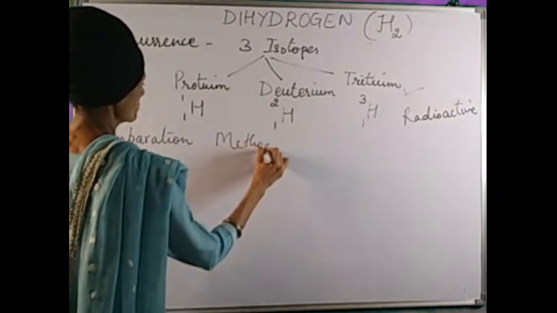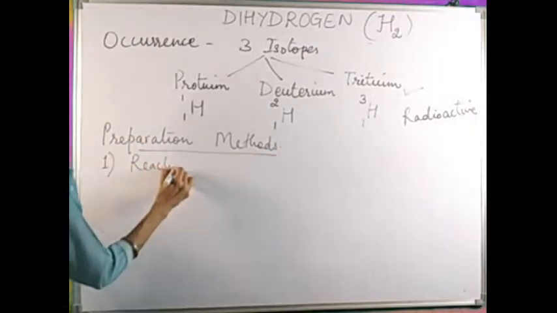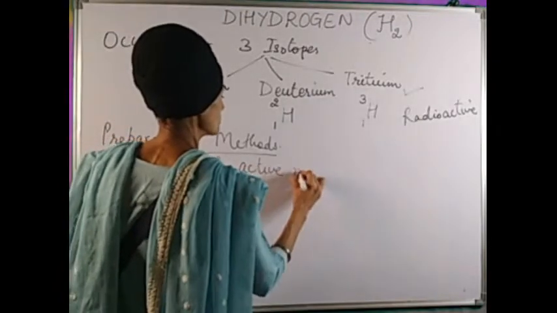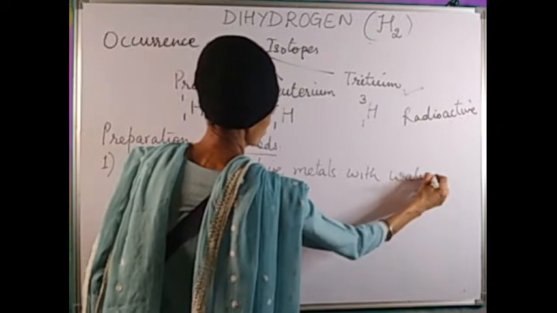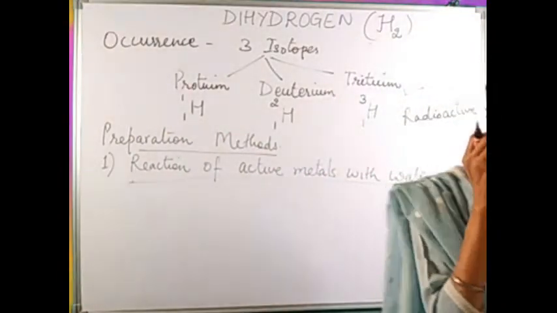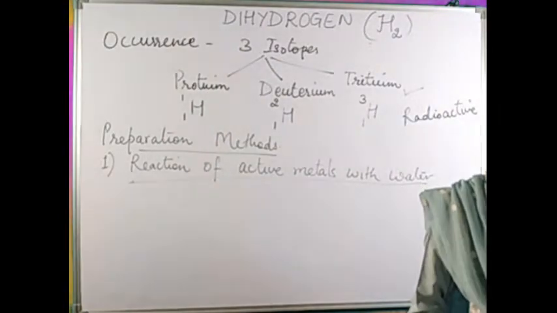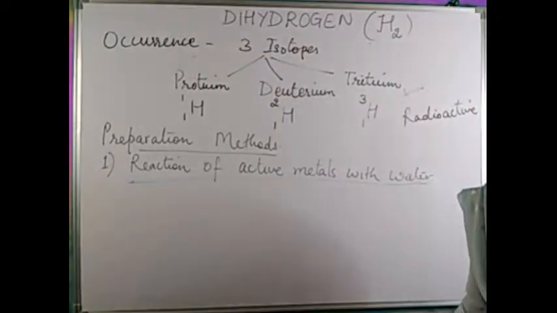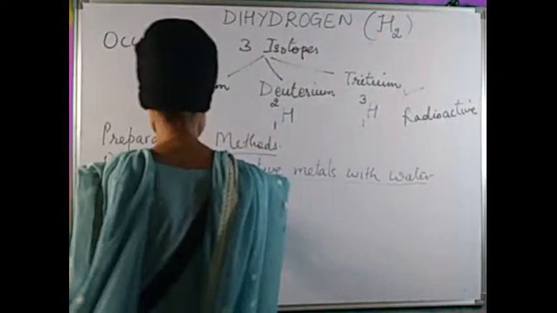Preparation methods. First method is reaction of active metals with water. Very reactive metals like sodium, potassium, calcium, etc. react with water to give a base, and dihydrogen is also produced here.